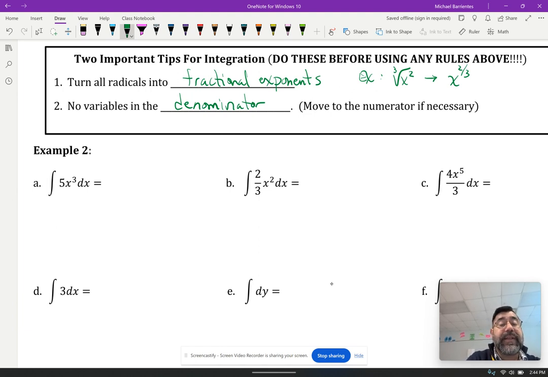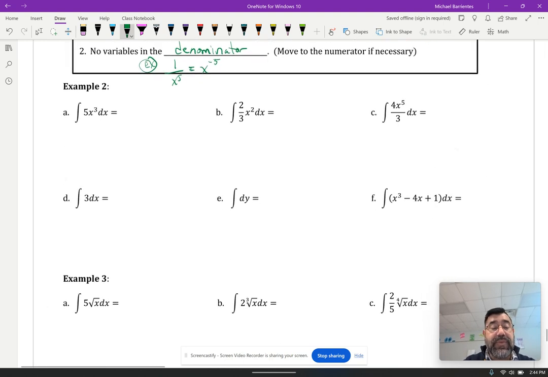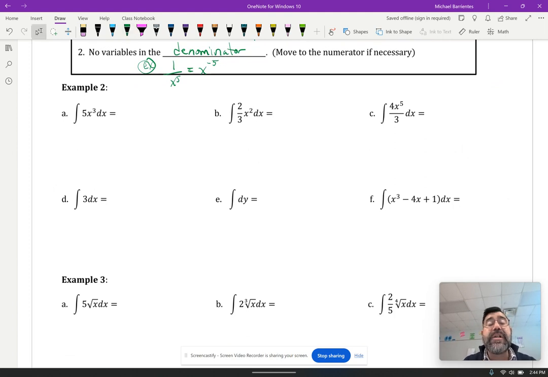So if you have something like 1 over x to the 5th, I can't do the reverse power rule here. I have to rewrite it, and then I can do the reverse power rule to figure out the antiderivative. So those are 2 things to remember, just like before. In the next video, we'll do some from example 2 and example 3 to get a feel for using these antiderivative rules.